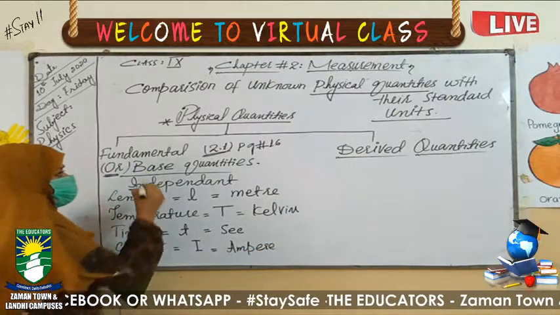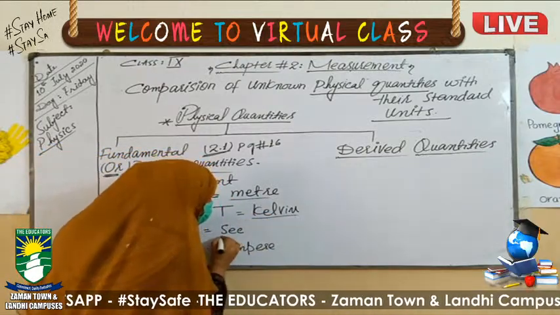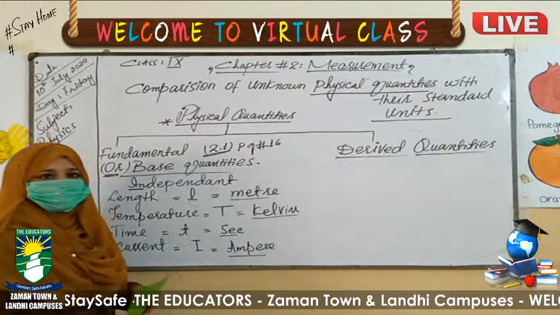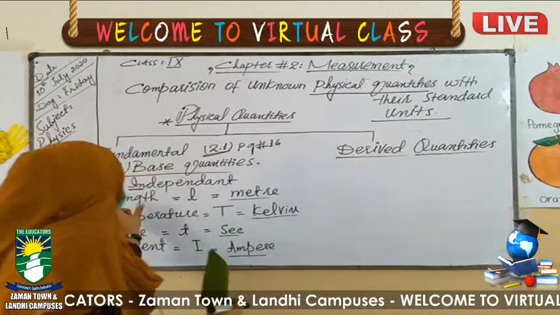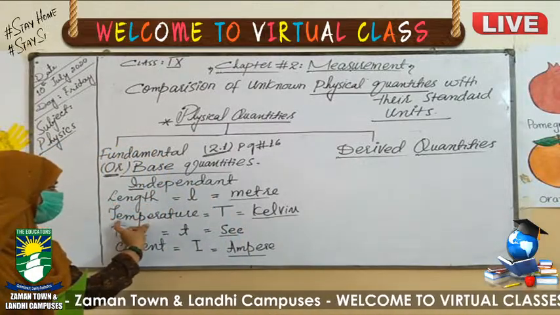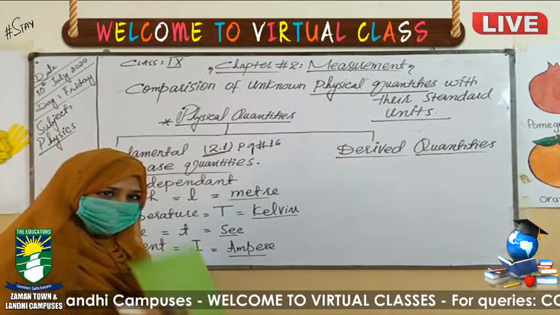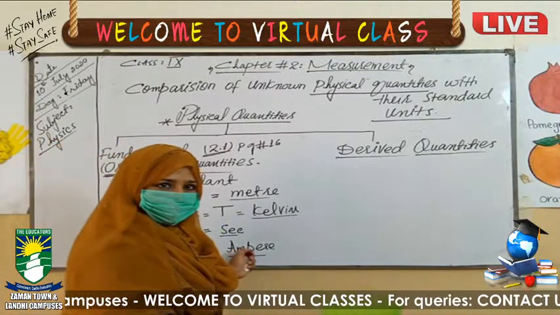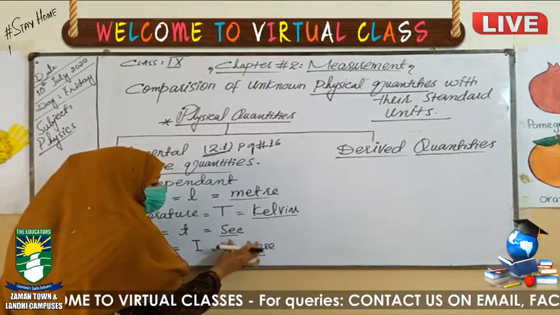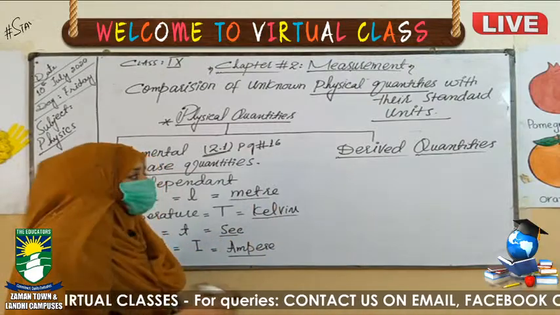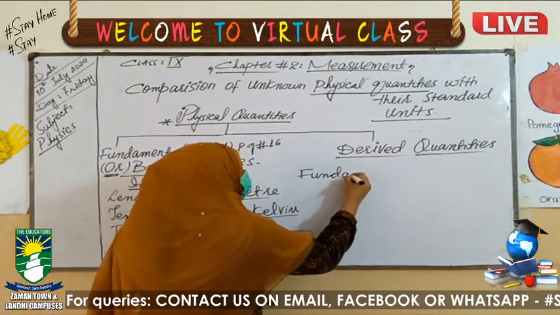Fine. So fundamental quantities are measured in particular units. Now have a difference between quantities and units. Length, temperature, time, current are the quantities or measurements. How do we measure them? That is known as the units. So meter, Kelvin, seconds and ampere are the units. So we can define another term, that is fundamental units.